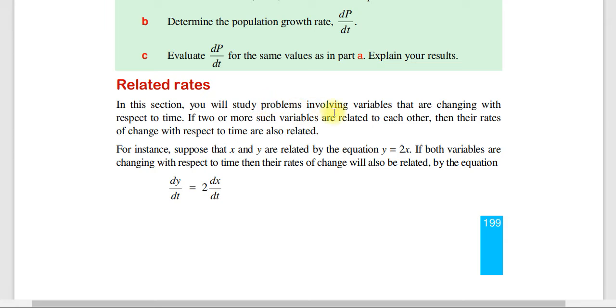In this section you will study problems involving variables that are changing with respect to time. If two or more such variables are related to each other, their rates of change with respect to time are also related. For instance, suppose that x and y are related by the equation y is equal to 2x. If both variables are changing with respect to time, then their rates of change will also be related by the equation dy by dt, which is equal to 2 dx by dt.